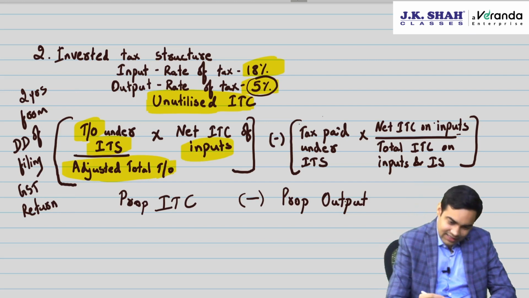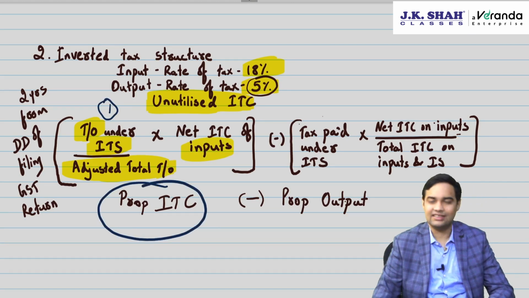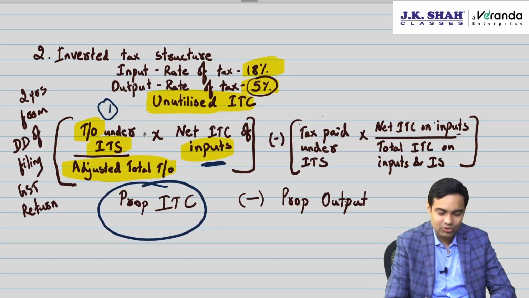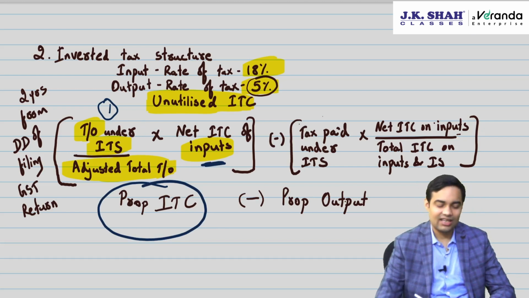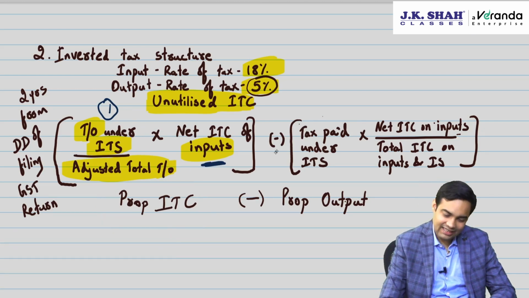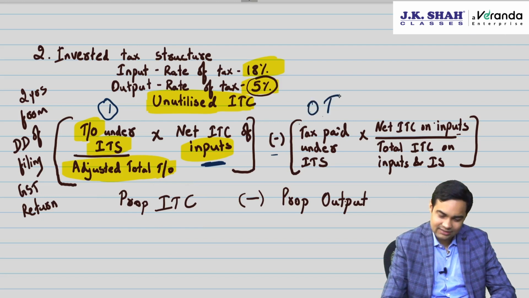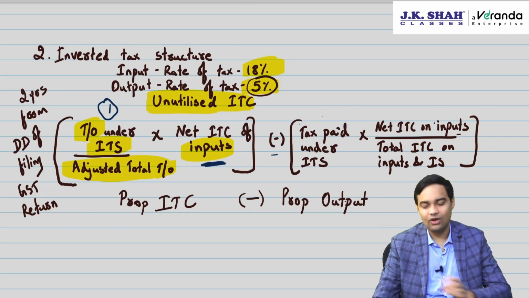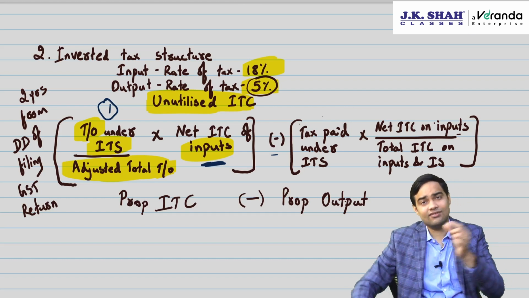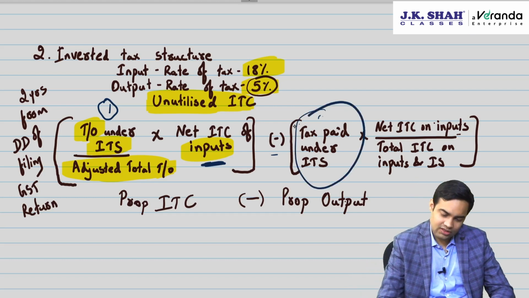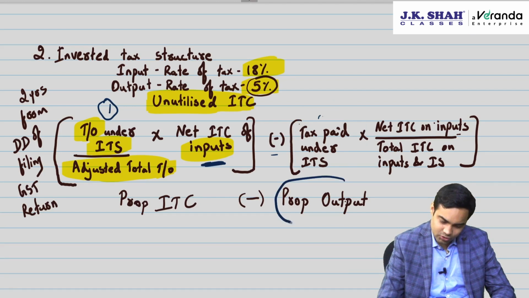Now if you see this carefully, this first part is nothing but proportionate ITC. ITC you are doing proportionate: proportionate of inverted tax structure turnover divided by total turnover. Then minus tax paid on inverted tax structure, this is output tax, into net ITC on inputs divided by total ITC on input and input services, because the law believes you would have used input services as well to pay this output. So output also you are doing proportionate.